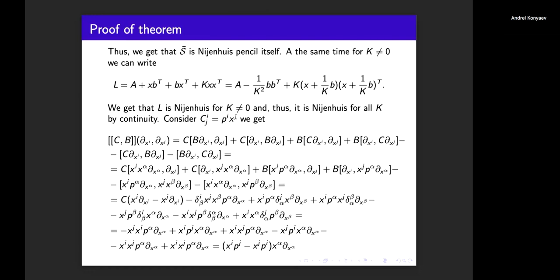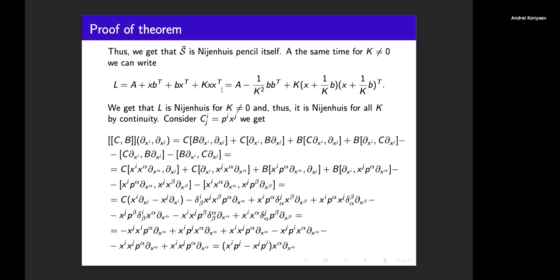If k is not zero, we can rewrite the L as follows. This is not the space, but the space of L. That's one. We're trying to prove the maximality. So after we know that the constants commute, this quadratic in coordinates operator commutes. The only thing we need is to make sure that the Nijenhuis tensor of this operator vanishes.